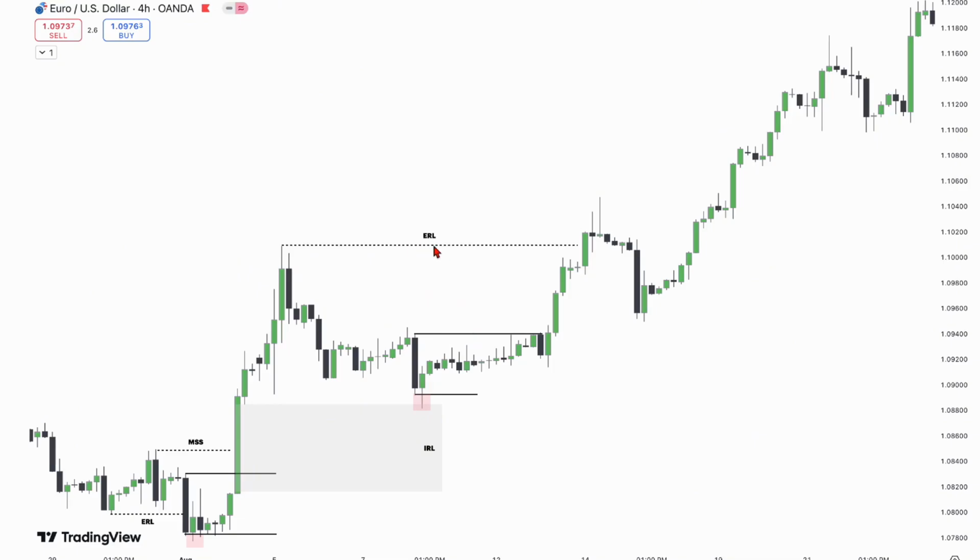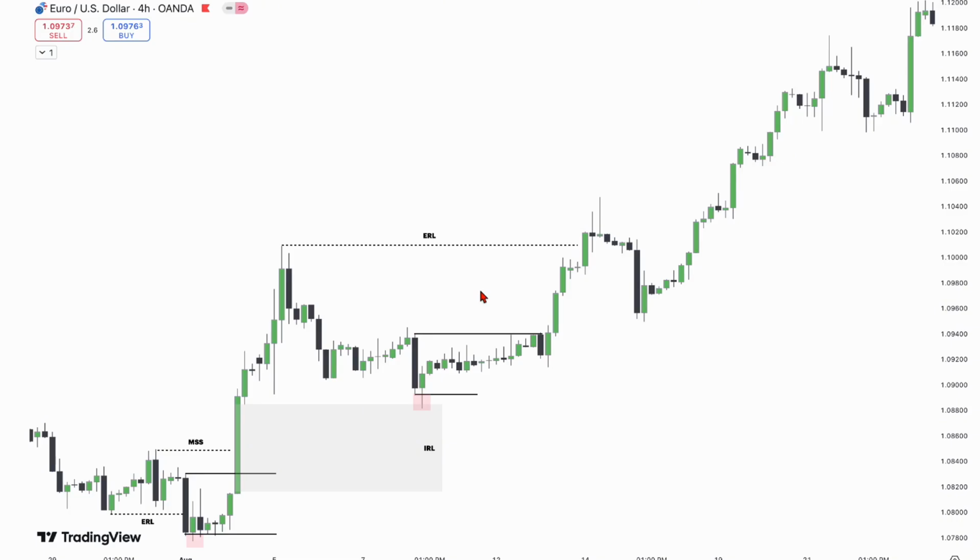Again, within this IRL, the CRT formed and drove the entire price leg. Now, if we enter a long position from here, not only can we target the high of the CRT, but we can hold our trades all the way to the next ERL, which is the old high. This way, we significantly boost our risk-to-reward ratio.